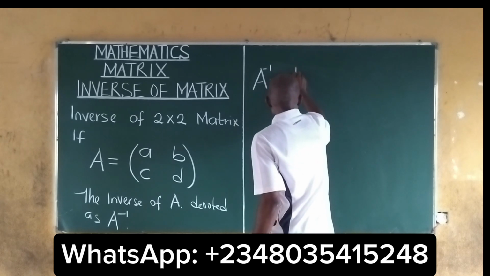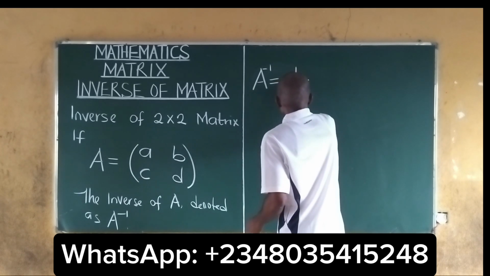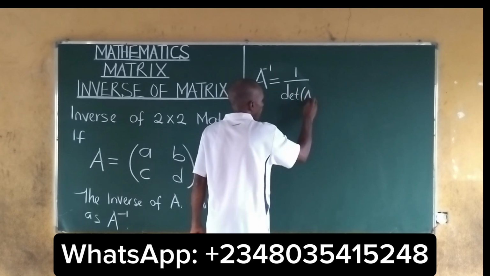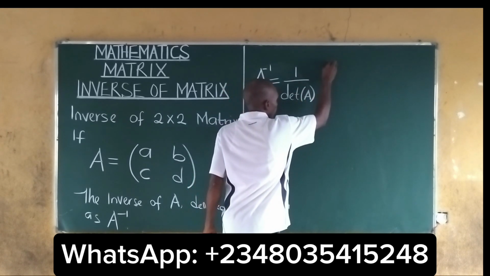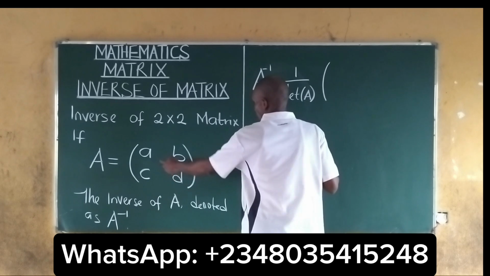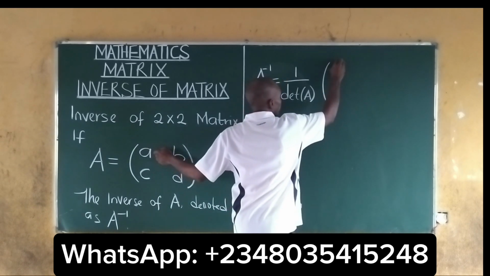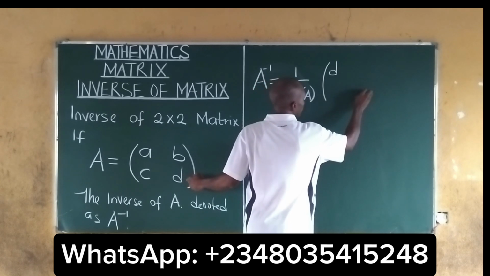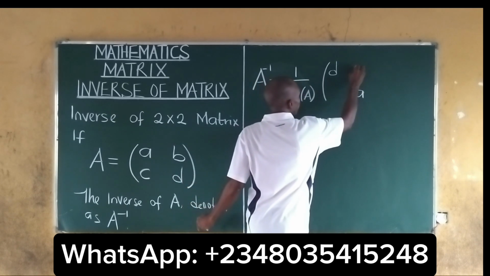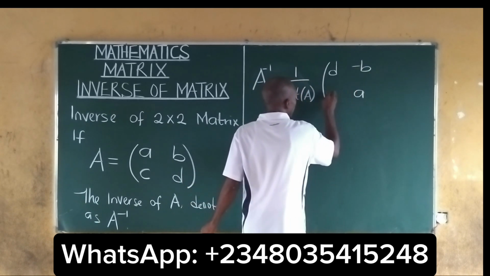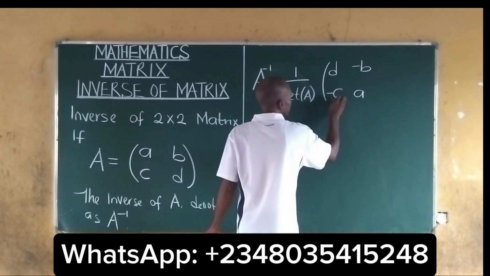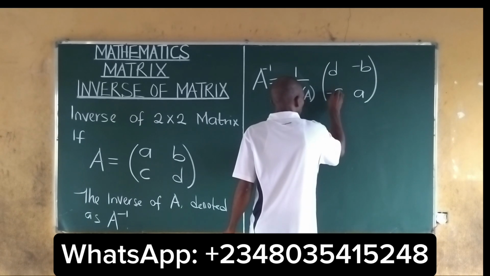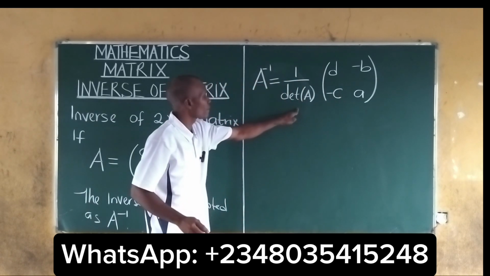1 all over the determinant of A, multiplied by this will come over here, D and A, then we'll have negative B and negative C. So this is the inverse of A.